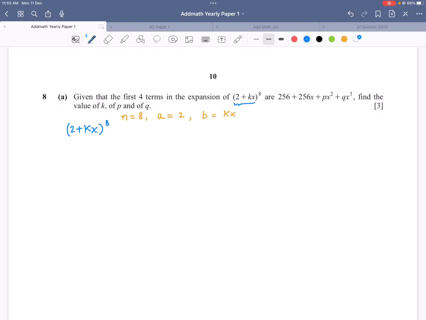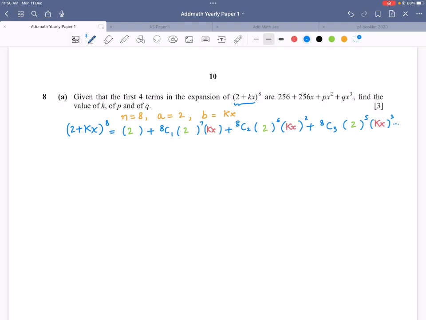I'm going to apply the expansion formula, which says a to the power n, plus n combination 1, a to the power n minus 1, so 8 minus 1 is 7, and b to the power 1, plus 8 combination 2, a to the power n minus 2, 6, and b to the power 2, plus 8 combination 3, a to the power 8 minus 3, 5, and b cubed, and so on. But we are going to stop here because we are looking for qx cubed. I'm going to substitute values here. A is 2 and b is kx.